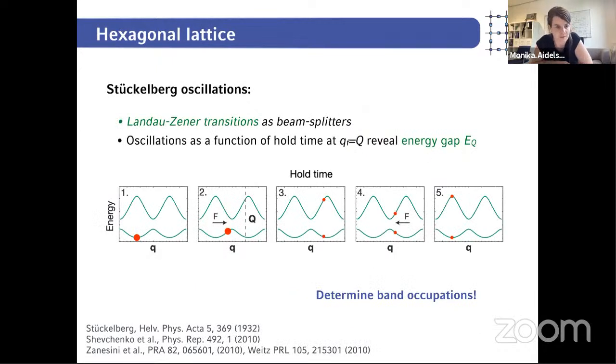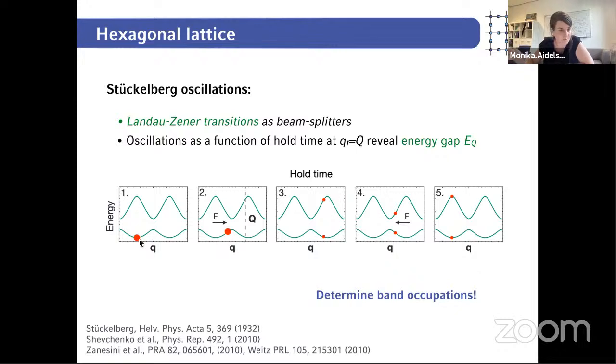And this is very useful because it allows us to realize a spectroscopy technique in order to measure the band structure, or to probe the band structure of this two-band lattice model, so the two bands of the hexagonal lattice. Okay, so let me explain how this works. That's typically known as Stückelberg oscillations. So we start with a condensate or wave packet, which is illustrated as this red dot in the ground state of the band, so at q equal to 0. Now we apply this acceleration, or we apply the force, in order to change the quasi-momentum of the wave packet linearly as a function of time.